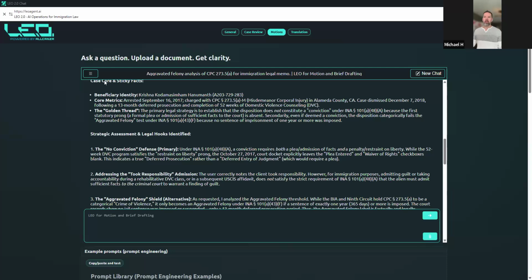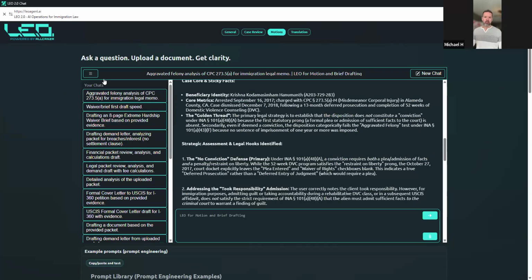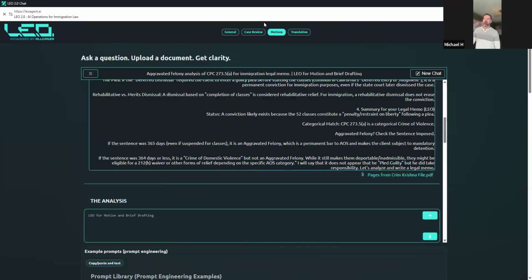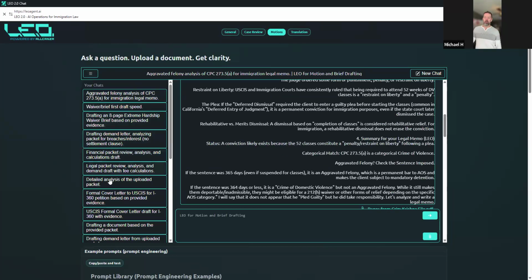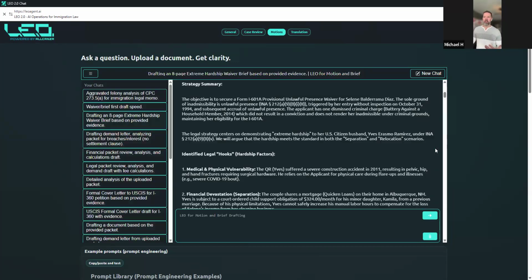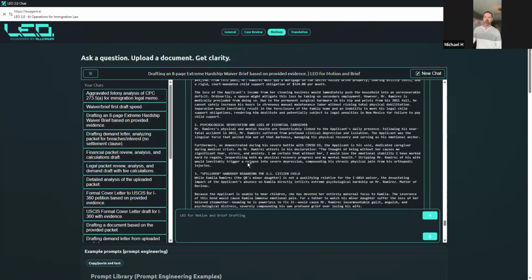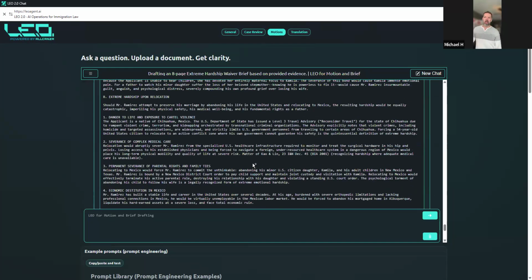So like right now, I'll just show you this. So Leo looks very much like Gemini or a lot like ChatGPT or whatever, darker colors. Up here, you change what kind of agent you're working with. I need the general, I need a case review, I need motions, translations. So you have all your different chats over here. The system will retain created documents, right? So it will retain, like this is a hardship. This is an example hardship brief, right? So it'll retain this data.